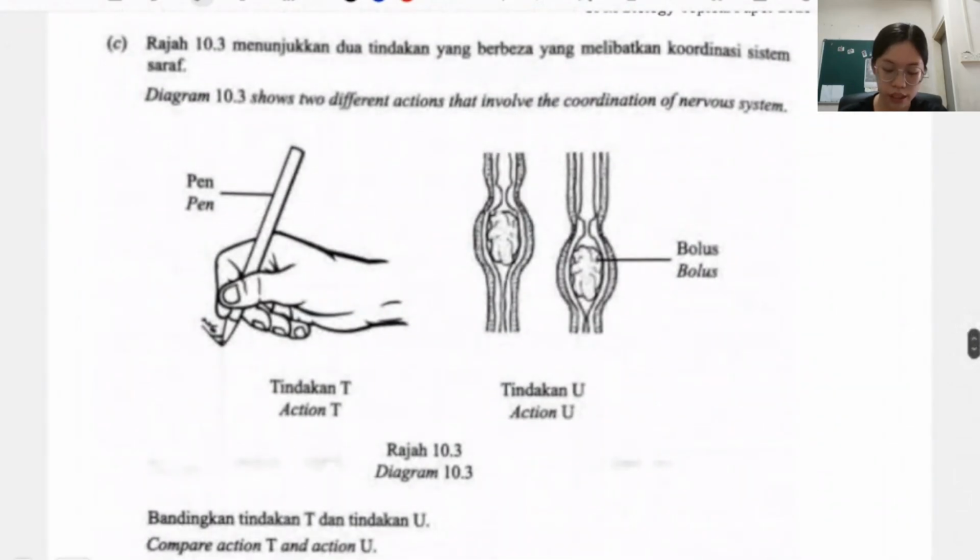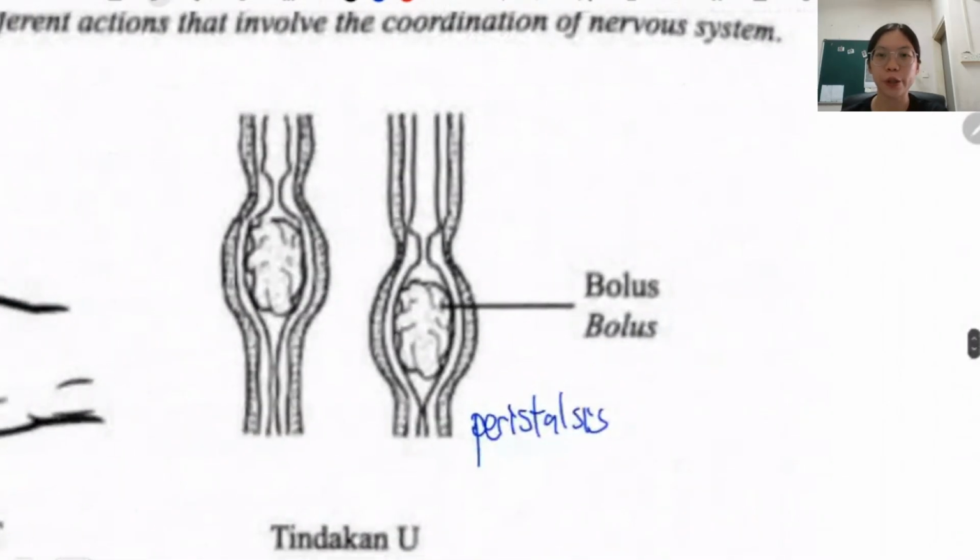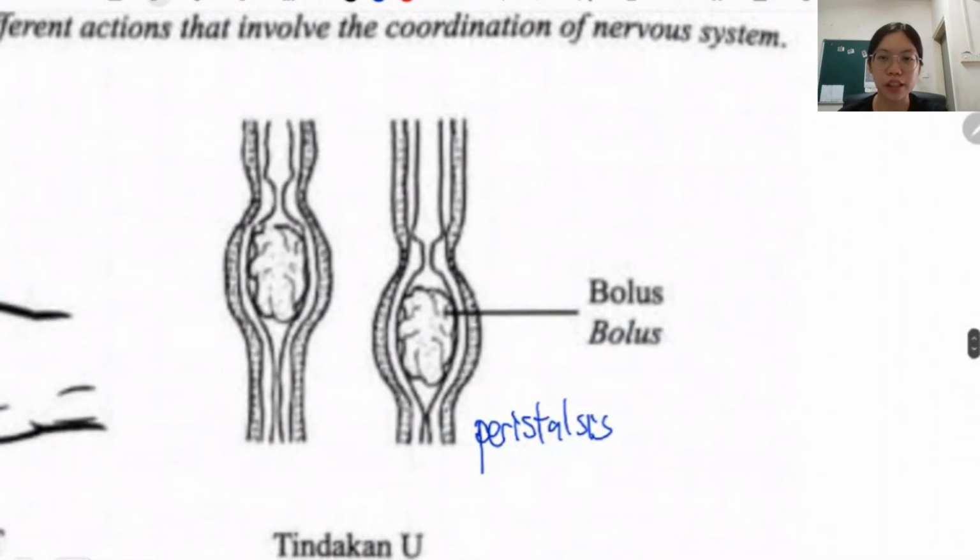Now let's compare action T and action U. Action T is actually writing, so it's a voluntary action. U is peristalsis. What is bolus? Maybe you can't really recall what this thing is, and students may panic, okay. So it's basically what happens in your esophagus.